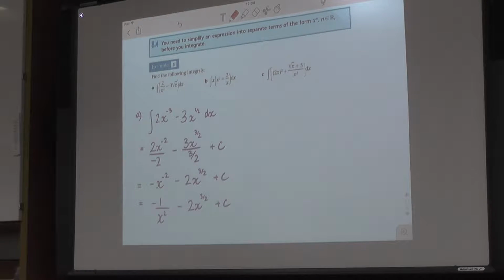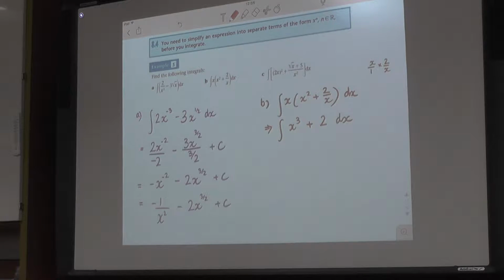Looking at part B, we're going to have to multiply that out first of all, and then integrate. So x times x squared, 2 over x, dx. So expand first of all, will give us x cubed. And the next term will be just 2, yeah? Because it's x over 1 multiplied by 2 over x. When you do that, the x's cancel out, so you're left with a 2.